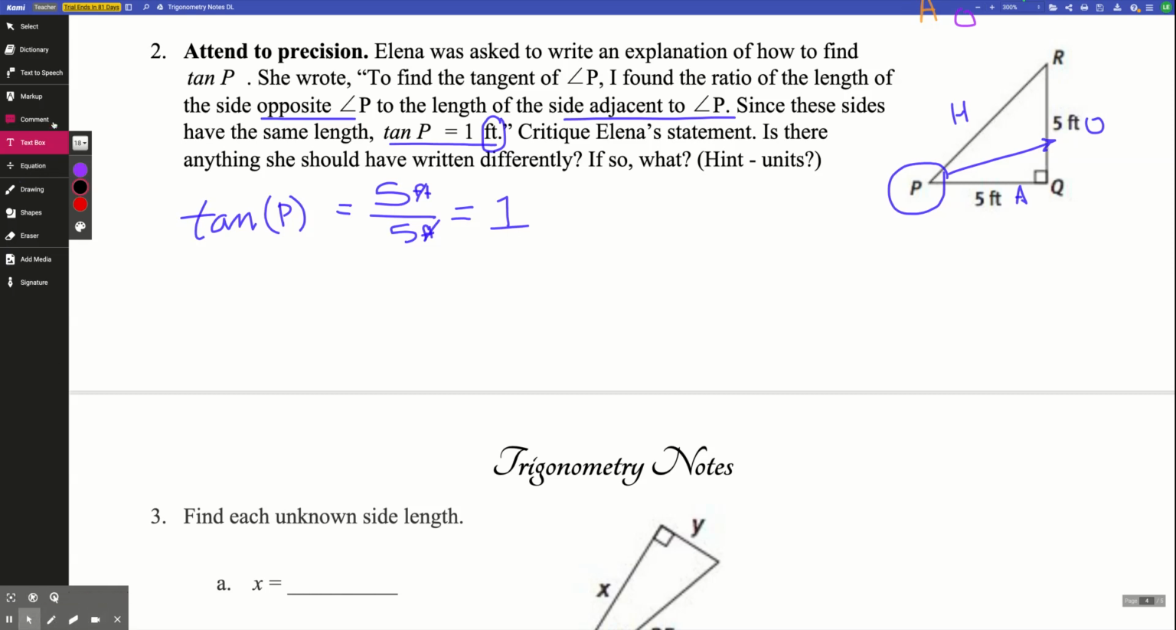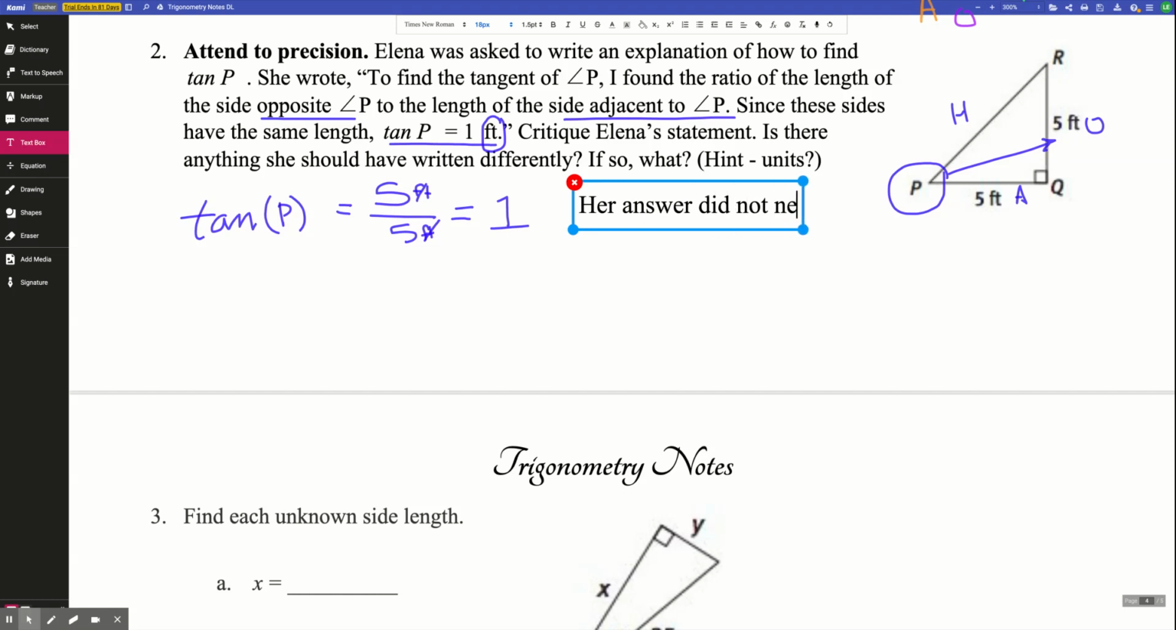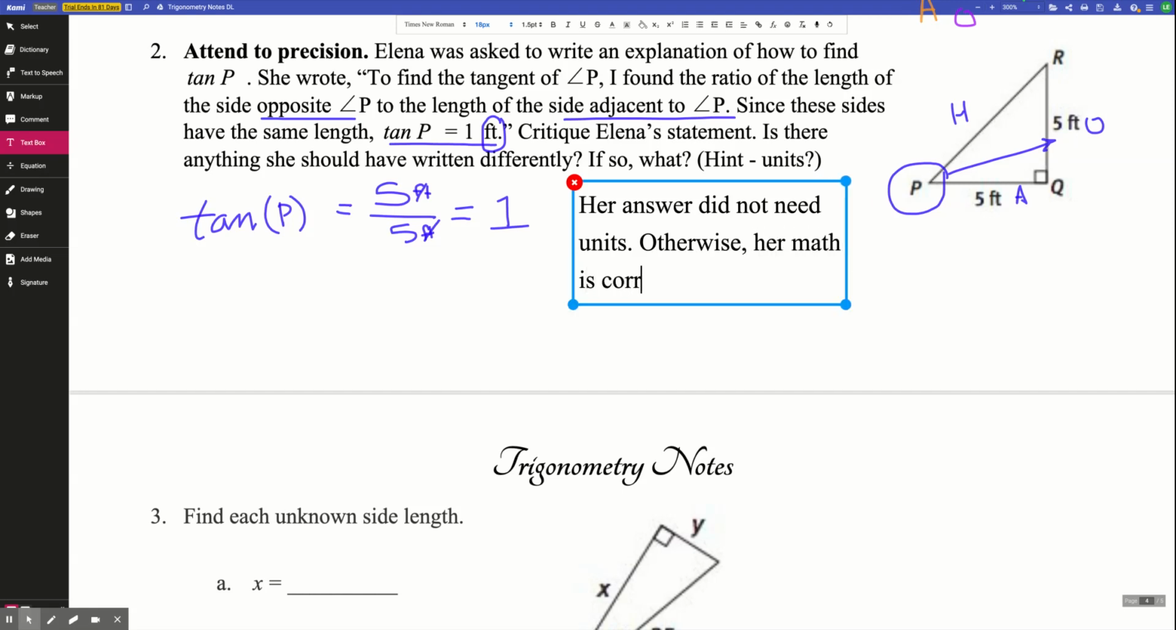So I need to actually note that because it says, what should she have done differently? So essentially her answer did not need units. Otherwise, her math is correct.